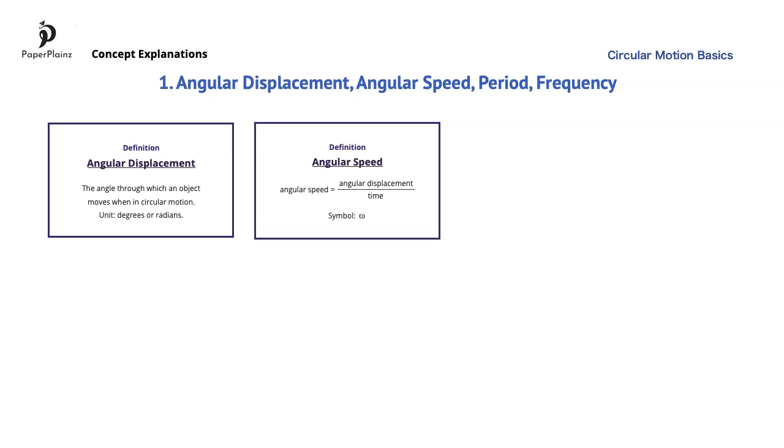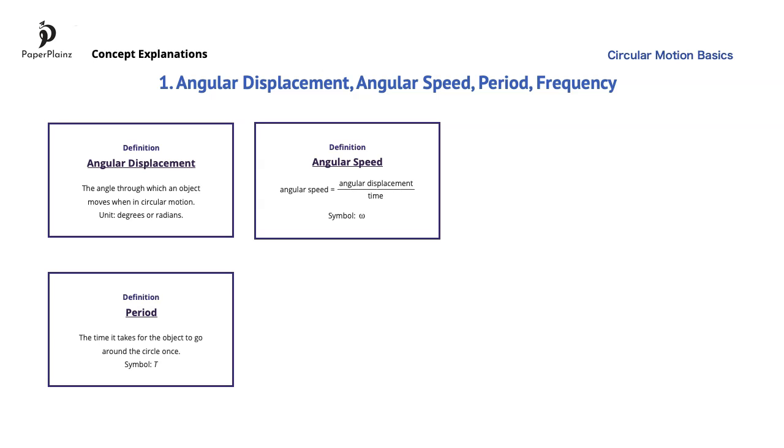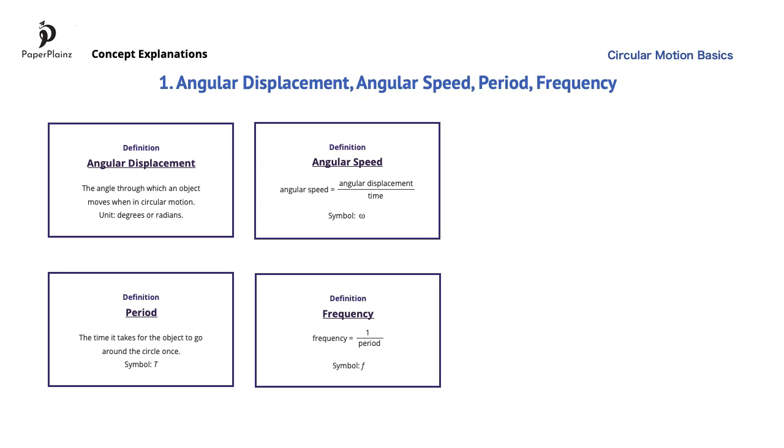We have already learned about period and frequency in topic 4. The basic idea here is the same, because period is the time it takes for the object to go around the circle once. As we've seen earlier, the symbol for period is uppercase T. Frequency is best defined as 1 over the period. We have also seen this formula in topic 4. The symbol for frequency is lowercase f.